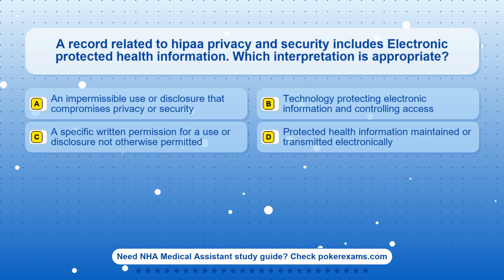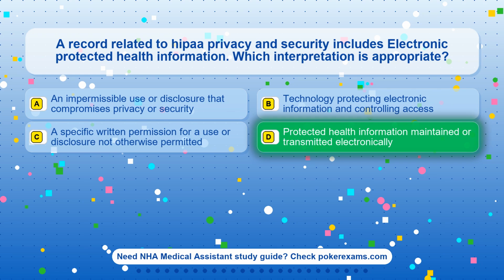Question 25. A record related to HIPAA privacy and security includes electronic protected health information. Which interpretation is appropriate? Option A, an impermissible use or disclosure that compromises privacy or security. Option B, technology protecting electronic information and controlling access. Option C, a specific written permission for a use or disclosure not otherwise permitted. Option D, protected health information maintained or transmitted electronically.